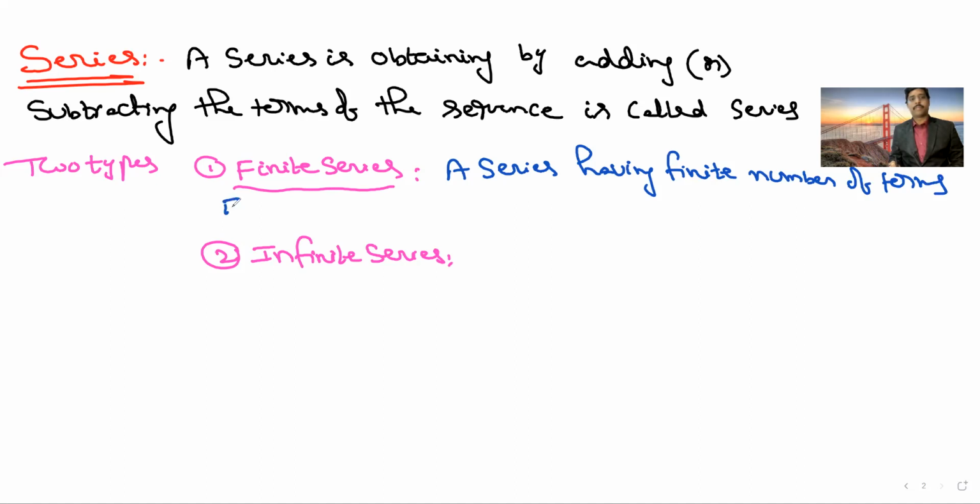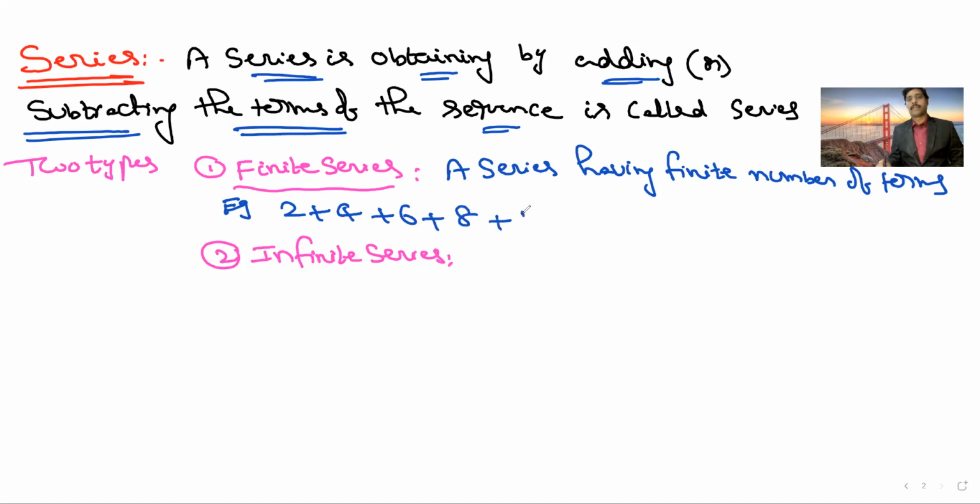I give one example. What is a series? A series is obtained by adding or subtracting the terms of the sequence. Okay, 2 plus 4 plus 6 plus 8 plus 10 plus 12. This is the finite series.